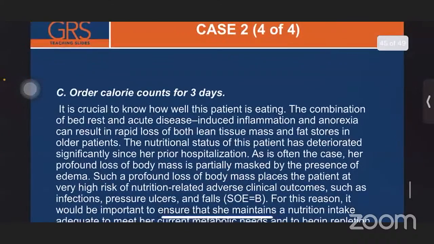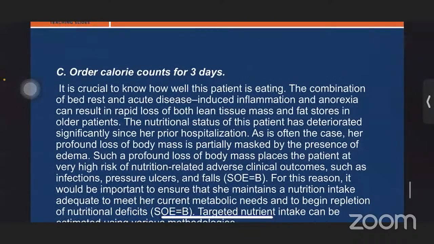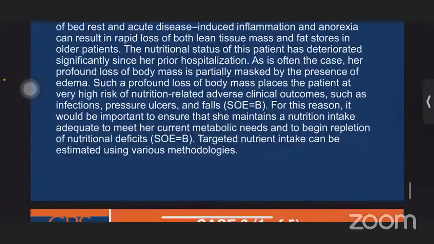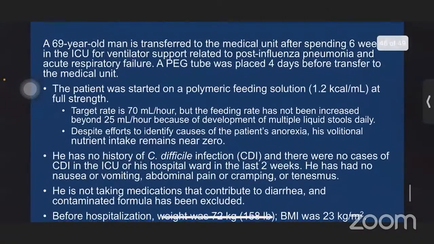Okay, so the answer is C, not A. You have to order a calorie count for 3 days, because it is really crucial to know how well this patient is eating, and the combination of bed rest and acute disease-induced inflammation and anorexia can result in rapid loss of both lean tissue mass and body stores in older patients. So, yeah. Moving on to the next question.